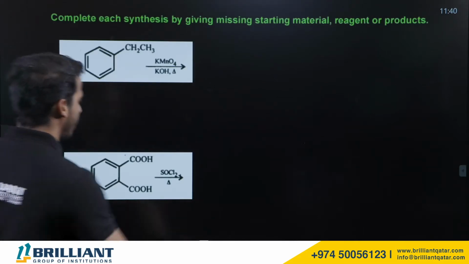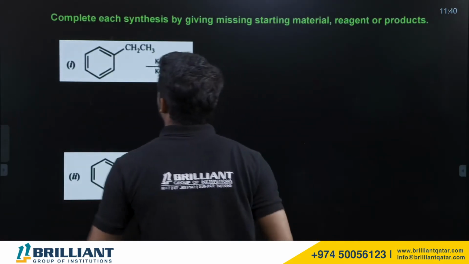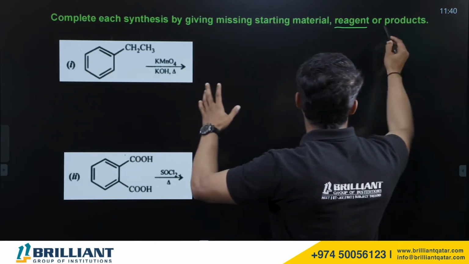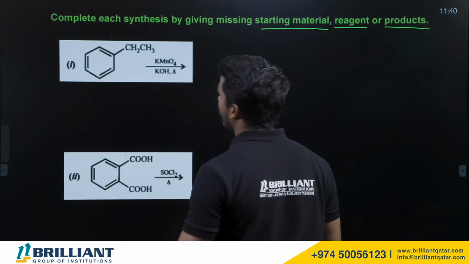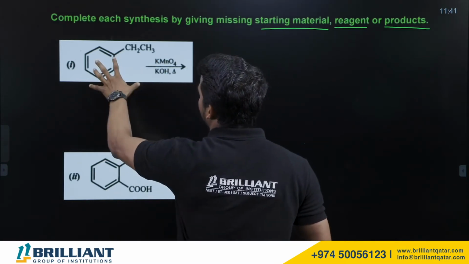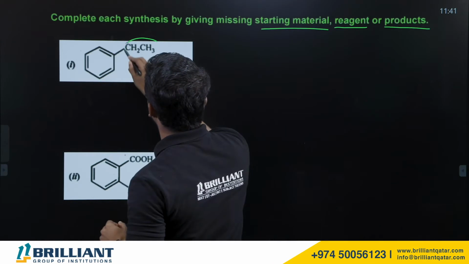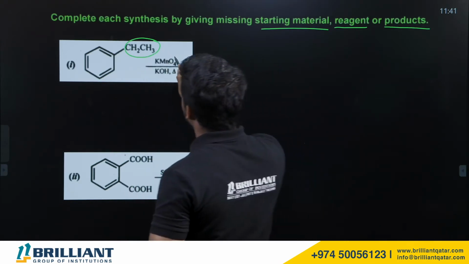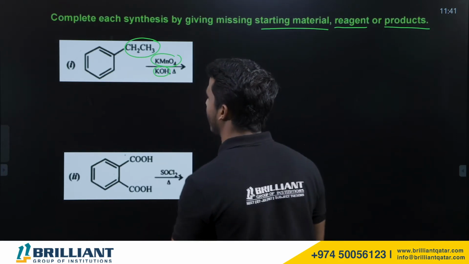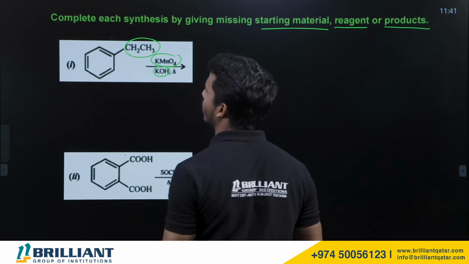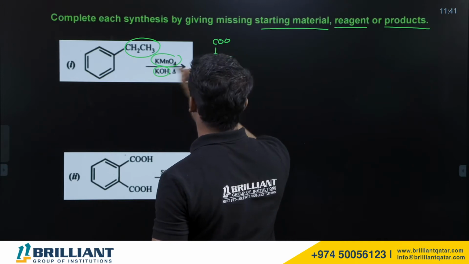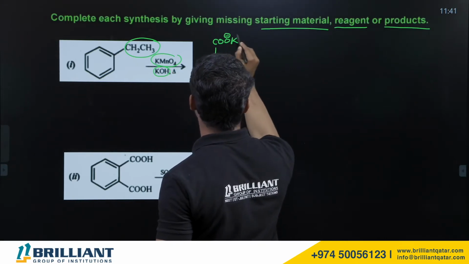Next one, complete the reaction. This is the easiest question. Dear student, this is given as complete the reaction. Maybe they're asking you the reagent or the product or the starting material, whatever. Here the starting material is given, the reagent is given. Dear student, this is ethyl benzene; whatever the alkyl group on the benzene ring, when you treat it with alkaline KMnO4, you know KMnO4 is a very strong oxidizing agent. Irrespective of the number of carbons on the benzene ring, it is directly converted to carboxylic acid, COOH. But since potassium is there, it will give you COO minus and K plus.